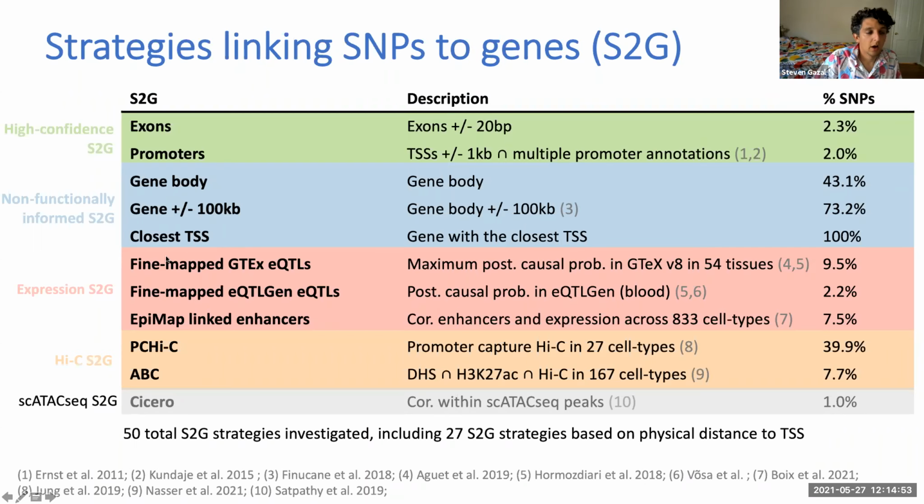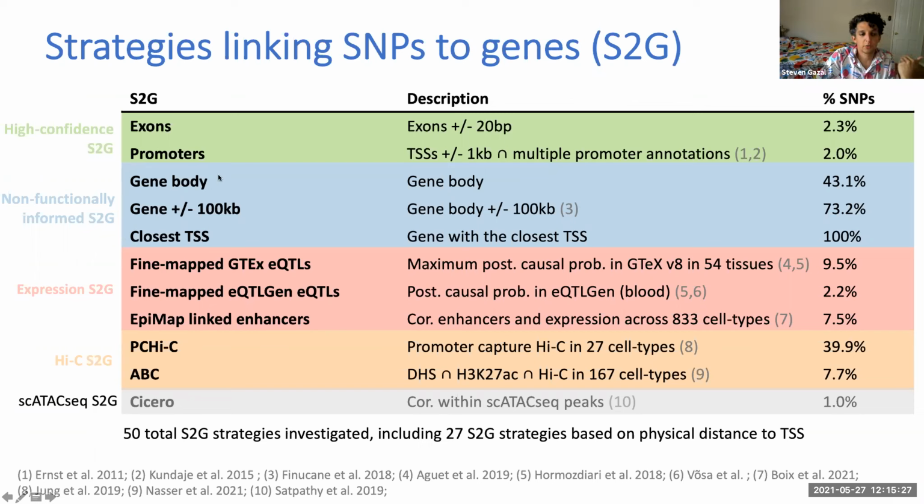Sorry. So basically, we have what I call the high confidence SNP-to-gene strategies, which are exon and promoters, because it's pretty easy when you have an exon or a promoter to link it to the gene, since each exon defines the protein related to the gene. Then we have what I call the non-functionally informed SNP-to-gene strategies, which are what is usually used by default to link a GWAS hit to its target gene.